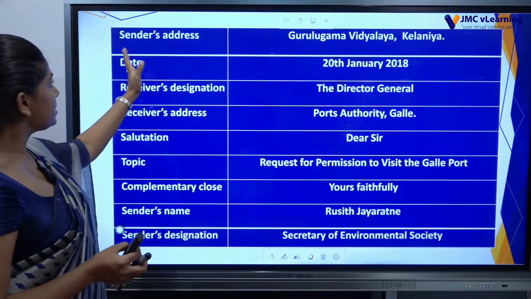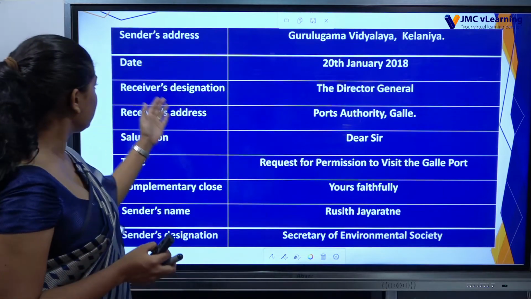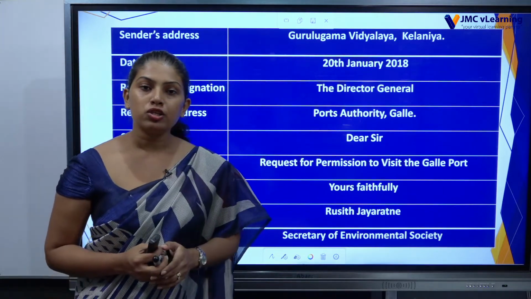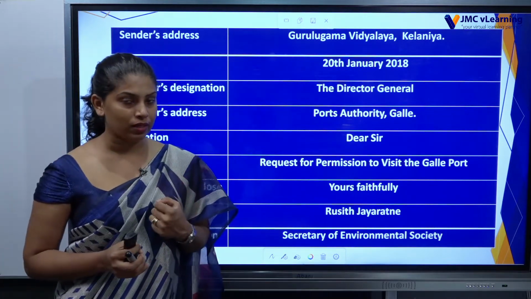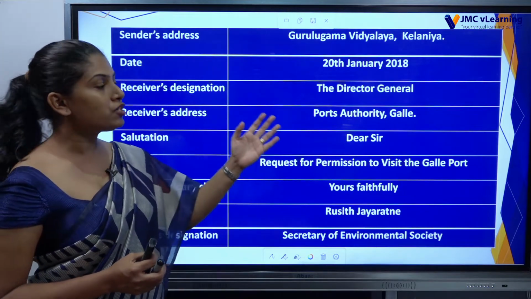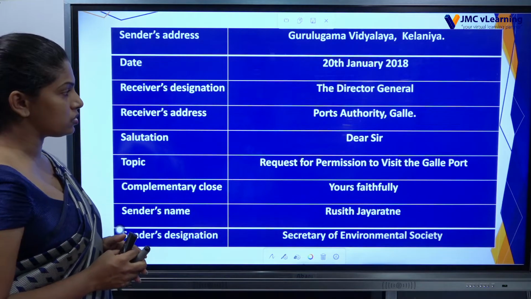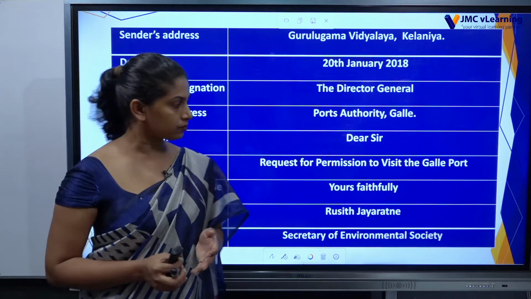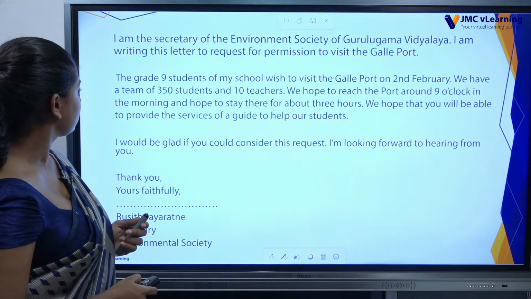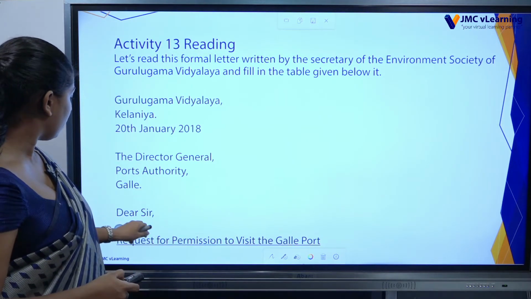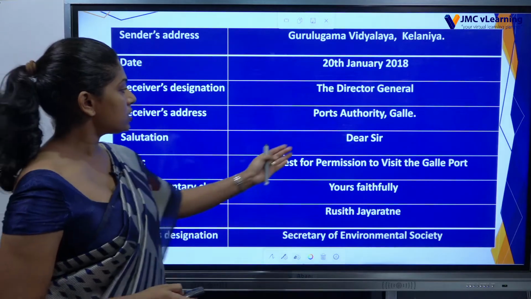So let's see. Sender's address, Gurulugama Vidyalaya, Kalaniya. The sender's address was that. Then the date was 20th January 2018. Receiver's designation, the person who is receiving the letter, his designation, the Director General. He was the Director General of that authority. Then receiver's address, Port Authority, Galle. That is the address. Salutation, can you remember the salutation here? We call it dear sir. So we have mentioned it here. Dear sir is the salutation.